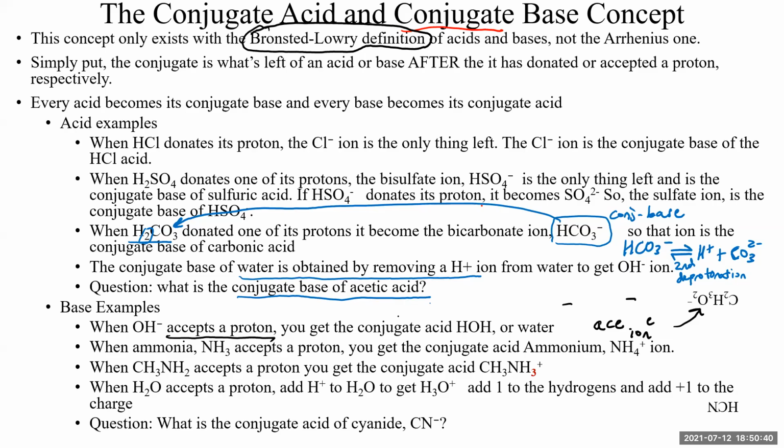So what about ammonia? When ammonia, NH3, the base, acts like a base and accepts a proton, what do you get? Well, you get the conjugate acid of ammonia, which is ammonium ion. What makes this an acid? The fact that you now have a fourth hydrogen on ammonia. That fourth hydrogen is now available to be donated away to some other base if another stronger base comes along. Ammonium now has the capacity to donate that proton.